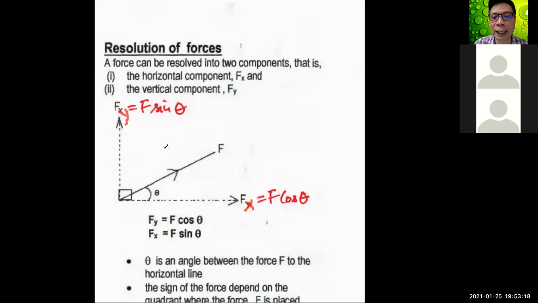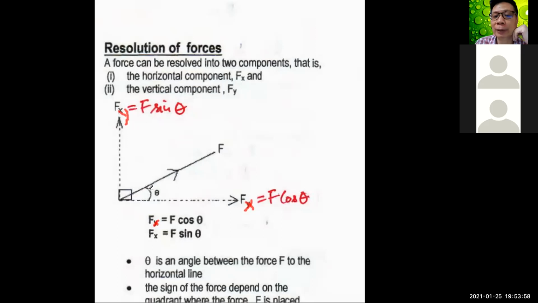The rule is quite simple. You remember it like this. This is a force F. This is the angle theta. To break the force up into x and y, the rule is like this: the component where you have the angle together, you have the angle here, right? So F times cos theta, you get this one, Fx. So please change this, this is Fx, F cos theta. The component close to the angle is cos.